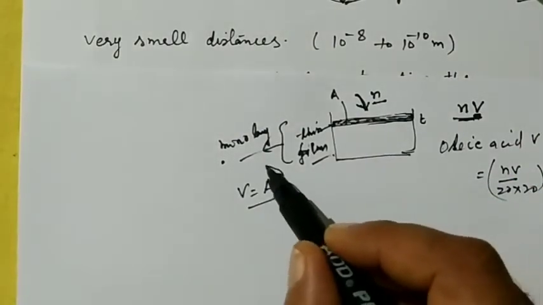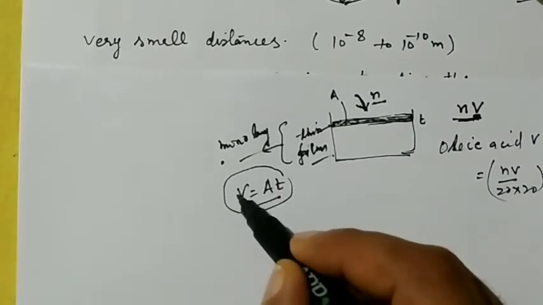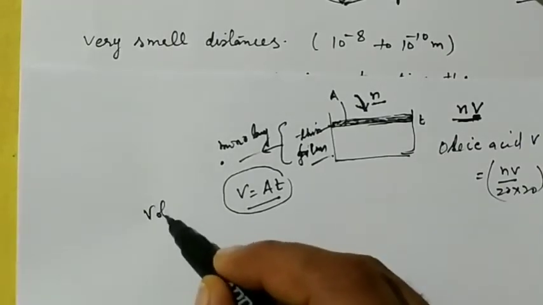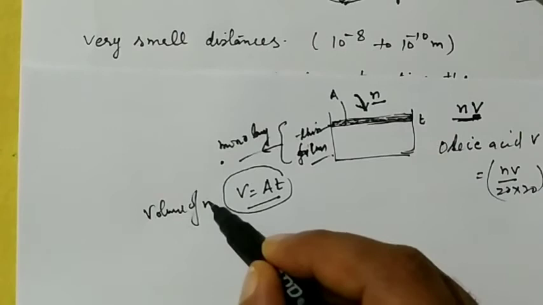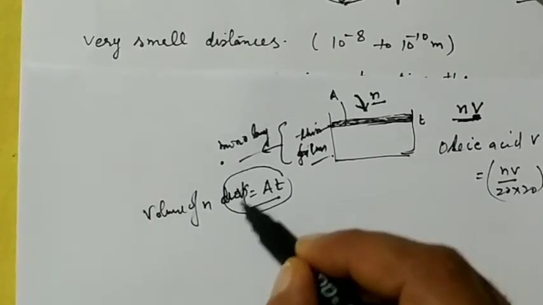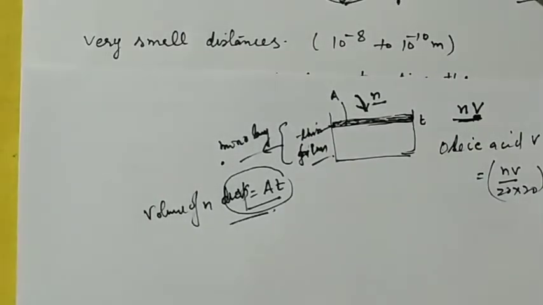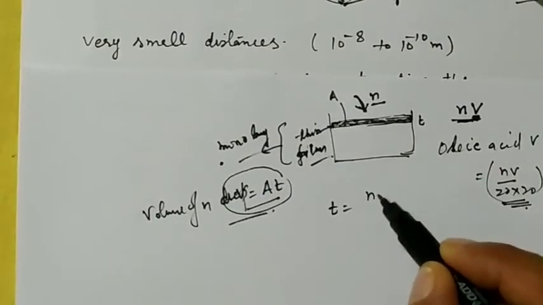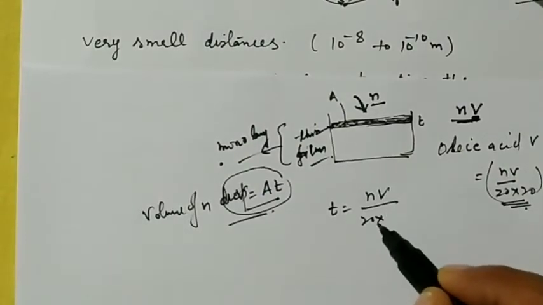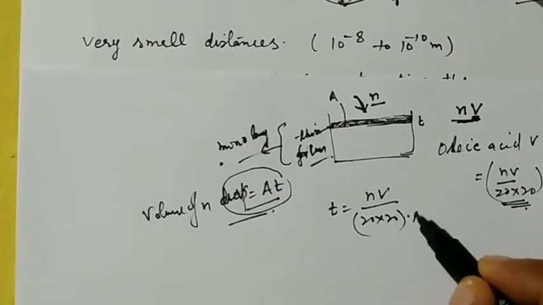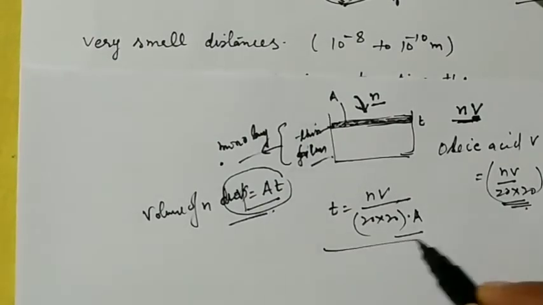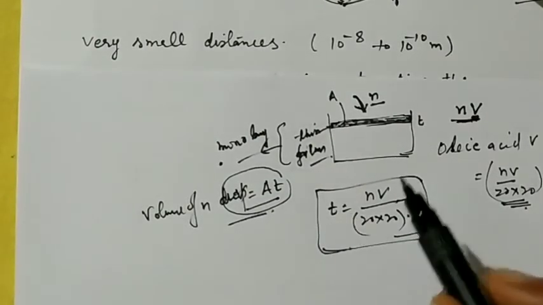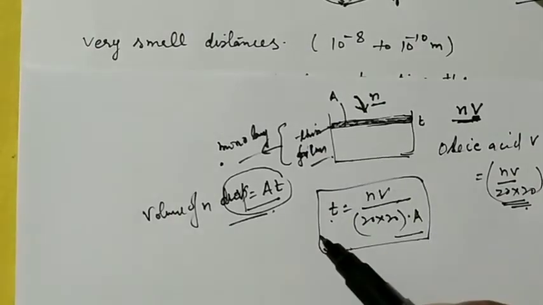So what is the volume of n drops? This is the volume of n drops, but we have calculated that the volume of n drops is this much. So if you compare both, you will find that the thickness t is equal to NV divided by 20 multiplied by 20 into A. So in this way we can find out the thickness of the film formed.